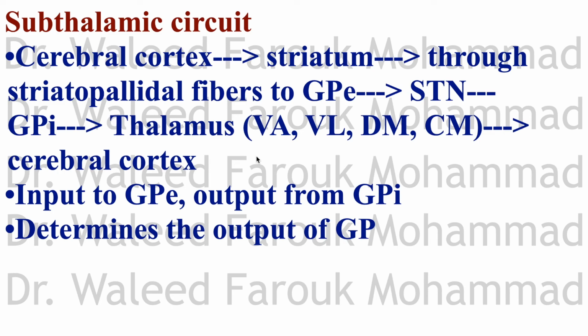The input, as I told you, is to the GPE and the output is from the GPI, and by the position of the subthalamic nucleus in this circuit, this means that it determines the output of the globus pallidus.